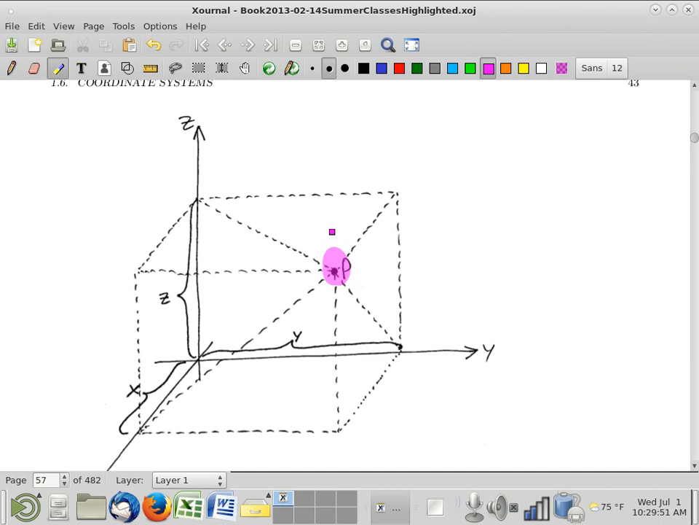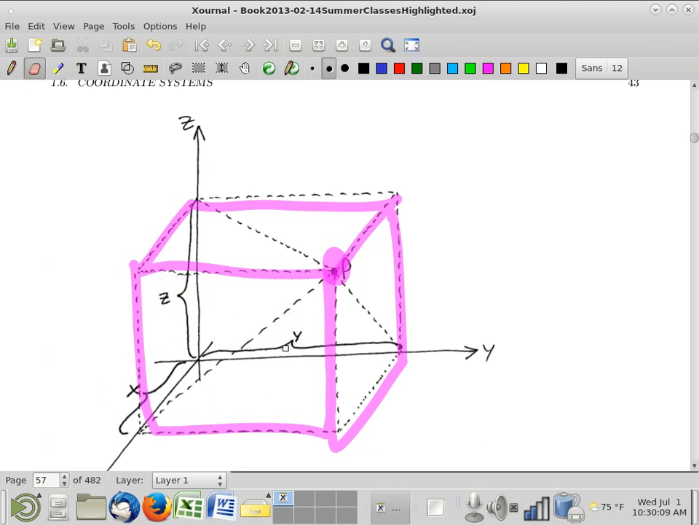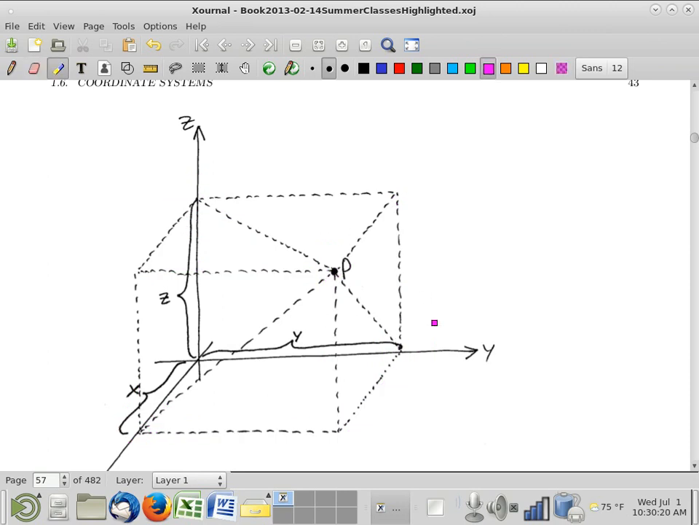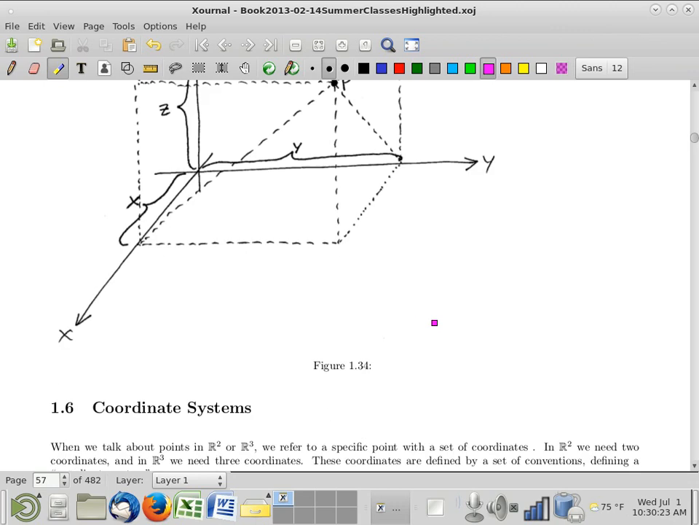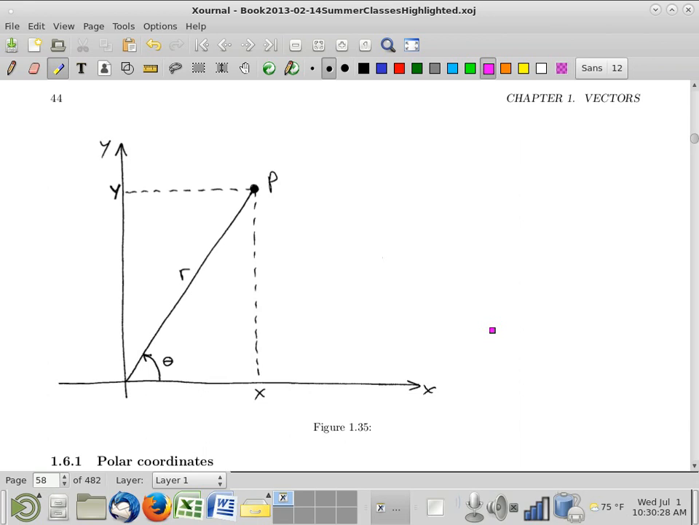The rectangular coordinate system is described by these numbers x, y, and z, and what those x, y, and z mean in the context of Math 212 is, well, you make a rectangular box, like so, and then where the box intersects the x, y, and z axes are the x, y, and z coordinates. So that's the rectangular coordinate system. That, however, is not the only way to describe points. There are different ways to do it. So here's a picture in R2 of something called the polar coordinate system.